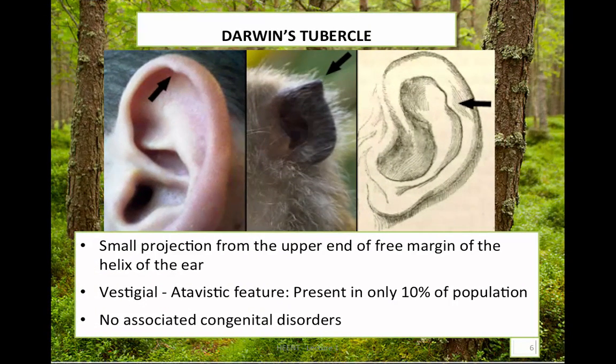Darwin's tubercle is a small projection from the upper end of the free margin of the helix of the ear. It's vestigial and an atavistic feature. Side note about physical vestiges, such as the appendix: a vestigial characteristic occurs consistently in most individuals in a species, while an atavism is a rare resurgence of a characteristic that has been absent in previous generations. Darwin's tubercle is present in only 10% of the population, and may or may not be seen in multiple family members. There are no associated congenital disorders.